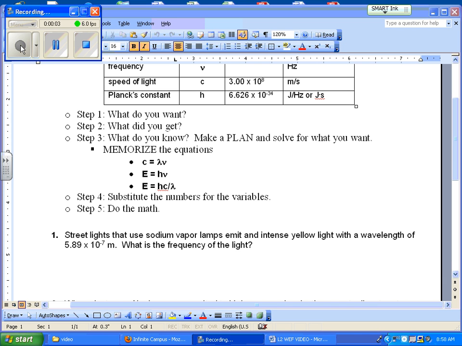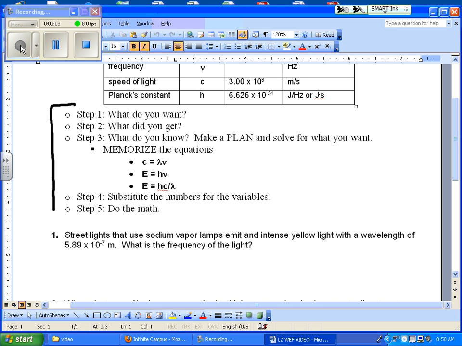Hey, let's do a problem. First of all, there are 5 steps to solving any problem. If we go through these, you're going to find that you're much more successful. Probably the thing that trips most people up is, what do you want? You're going to find in your problem, it's usually towards the end. And it's usually in the form of a question, and it's usually after the word what.